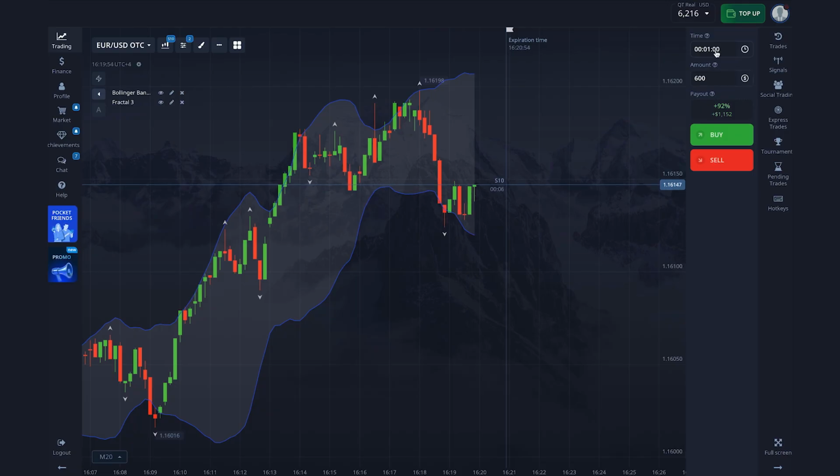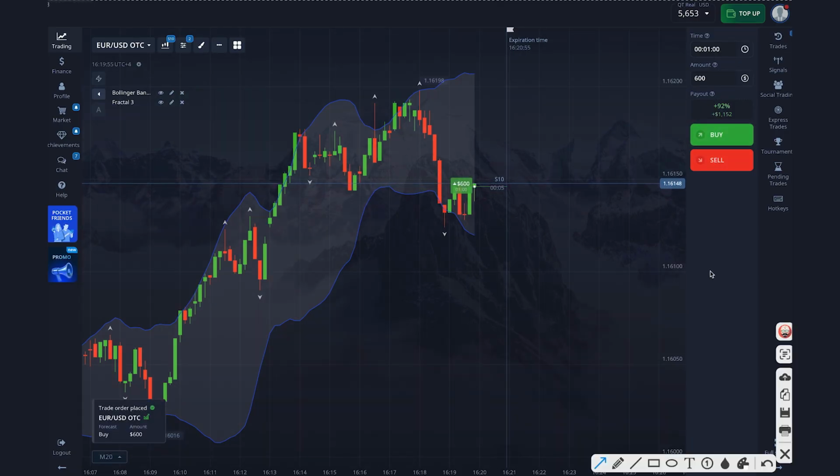Immediately after that, a new opportunity appears. Expiration, 1 minute, I open a buy trade for $600. The price undergoes a slight correction, rolling back down a little, but then quickly regains its direction and starts growing again. The movement looks smooth, calm, and at the same time quite confident. Each candle consistently follows the previous one, creating a clear and harmonious structure of an upward trend.